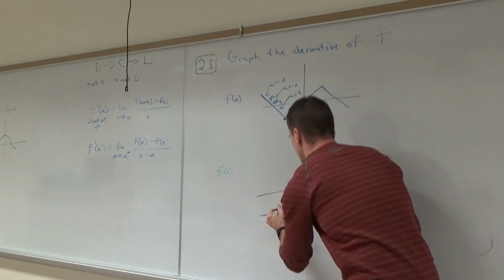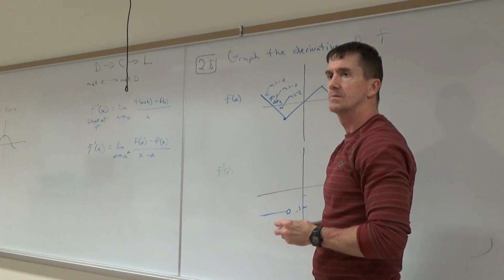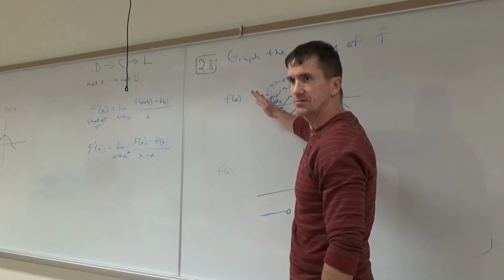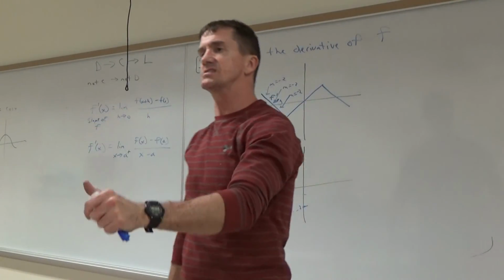Where do I got to put that corner? An open what? Open circle. Wait, the slope is always negative 2. No, I mean the open corner. Oh, remember? Because derivatives do not exist at j's and v's.